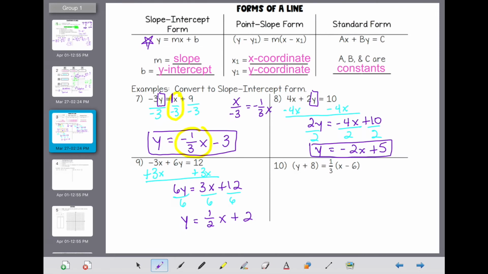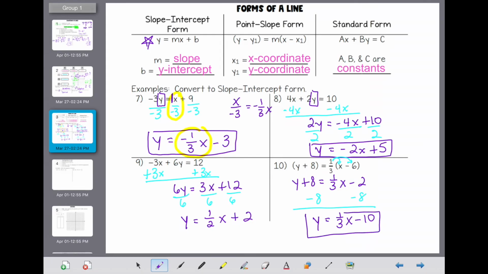And then number 10 is giving us an equation that is in point-slope form. So the slope is already there, but we are trying to convert it to slope-intercept form so that we know what our y-intercept is. The only thing here that will be any different is we're going to take that 1/3 and start by distributing it. Afterward, we're able to process the rest of the equation normally. And then y equals 1/3 x minus 10 is our final answer.